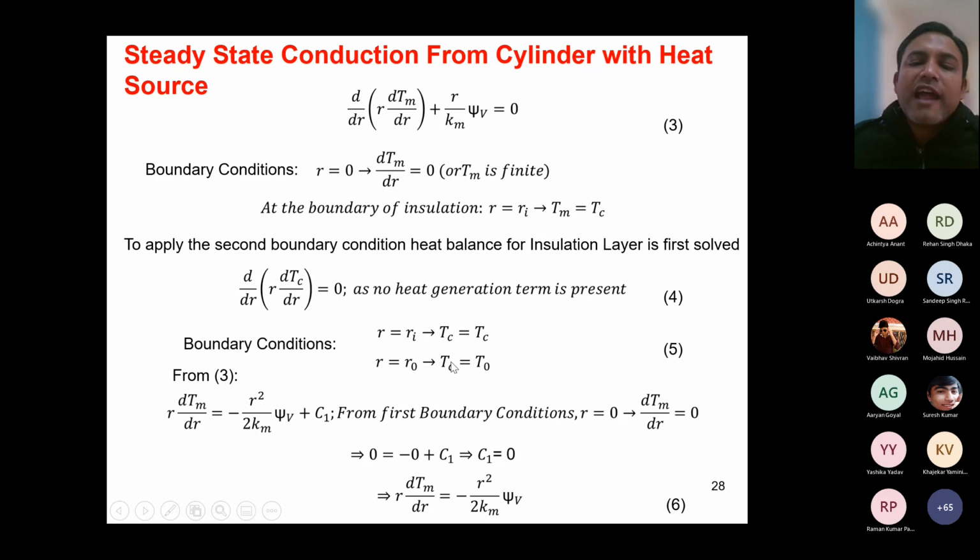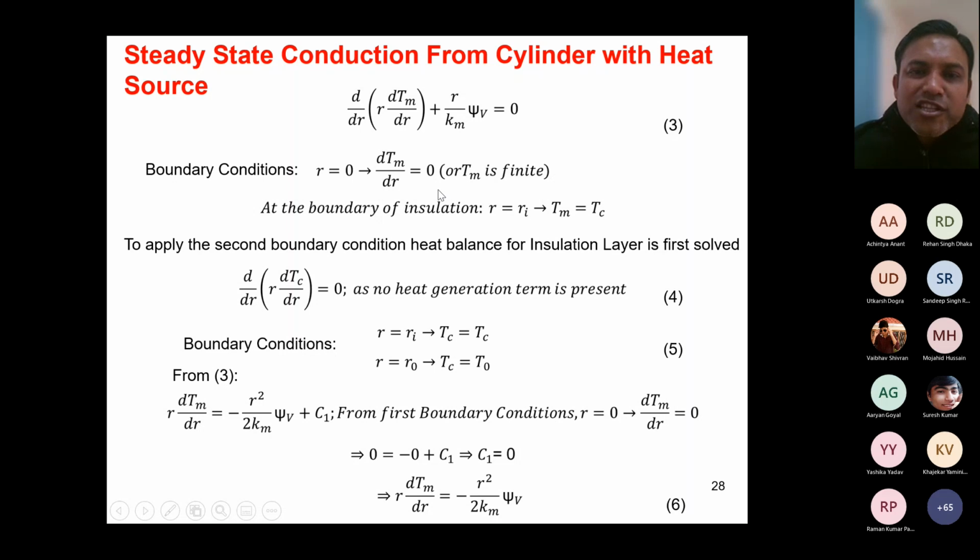Okay. So now let's try to solve the entire problem formulation with respect to these two equations and these 4 boundary conditions. Let's start with the original equation 3. If we integrate it, what we get is r dTm by dr equals minus r square divided by 2 km psi v plus C1. This is what you are going to get if you integrate equation number 3, isn't it?